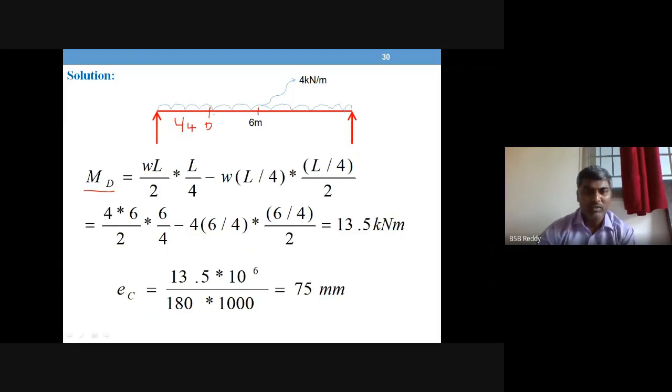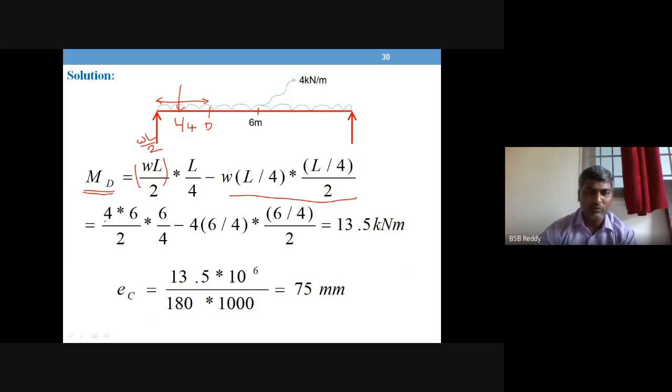So the bending moment at this point: WL by 2 is the reaction. This is the reaction RA, let us say, into distance L by 4, which is the bending moment from the reaction. This is clockwise, and this is minus, anti-clockwise: minus W into this distance L by 4 into the center of this span, L by 4 by 2. That is the bending moment at 1/4 span.